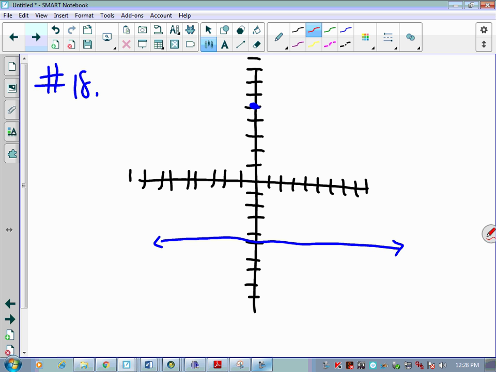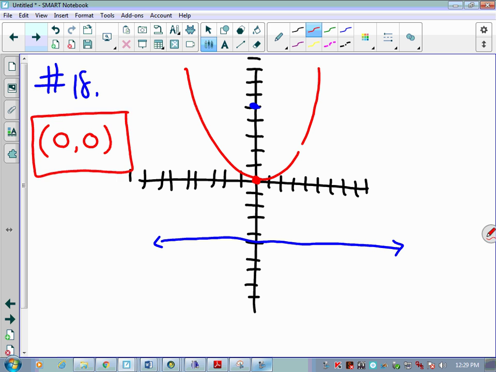So my vertex should be right here because it's going to be half the distance. If you count 1, 2, 3, 4, 5, 6, 7, 8, 9, 10, half that distance is there. I know that it's going to open up because it's going to open away from the directrix. So the first thing I know is that the coordinates for my vertex are 0, 0.